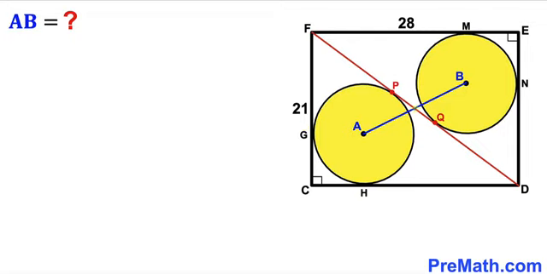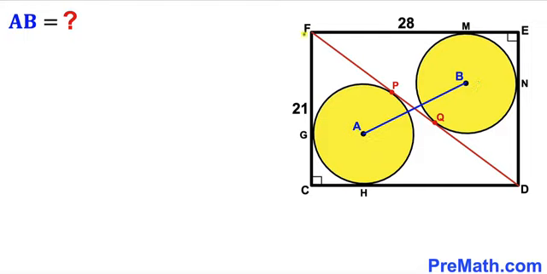Welcome to PreMath. In this video, we have these two identical circles fully inscribed in a rectangle CDEF, as you can see in this diagram, such that DF is the diagonal of this rectangle, and P and Q are the points of tangency, and moreover A and B are the centers of these identical circles.